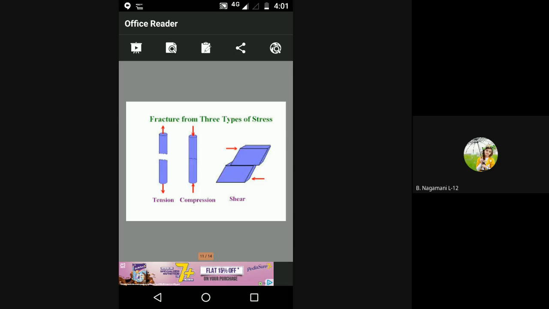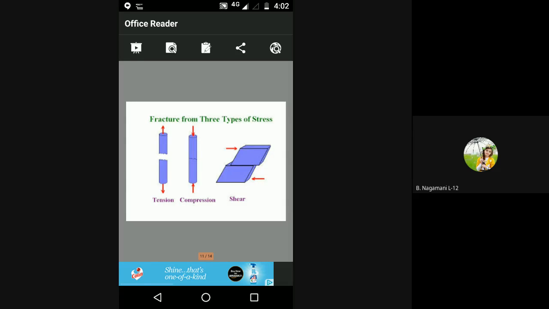Now we can observe the shear failure here. You are applying forces like this, parallel forces like this, and the member gets sliding. That is called a slip. It is called a shear.